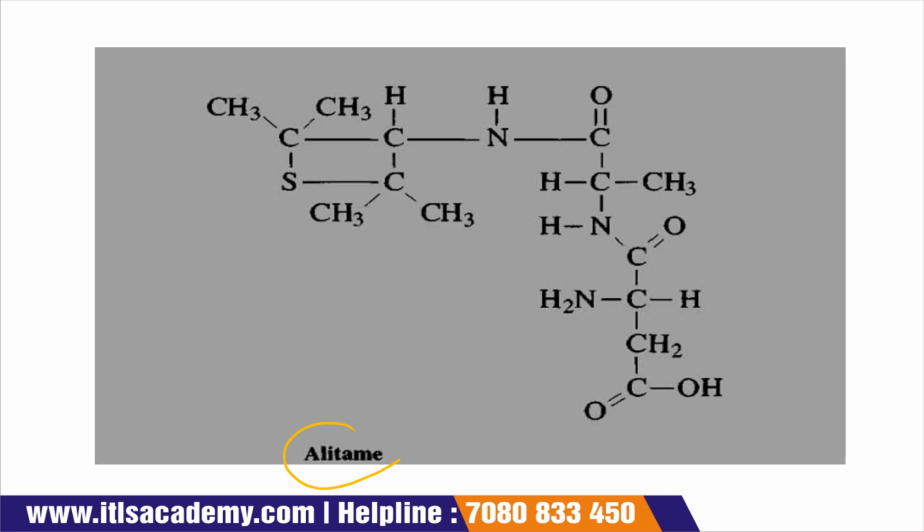This is a diagram which represents alitame. You can see this is a carbon in which CH3 groups are present. CH3 in one branch, an H group, which is again attached to a carbon, and this carbon is attached to another carbon and hydrogen, and in their branches CH3 groups are attached. Then this carbon is attached to a nitrogen, and this nitrogen is attached to a hydrogen. Again, this nitrogen is attached to a carbon double bonded with O, and this represents alitame.